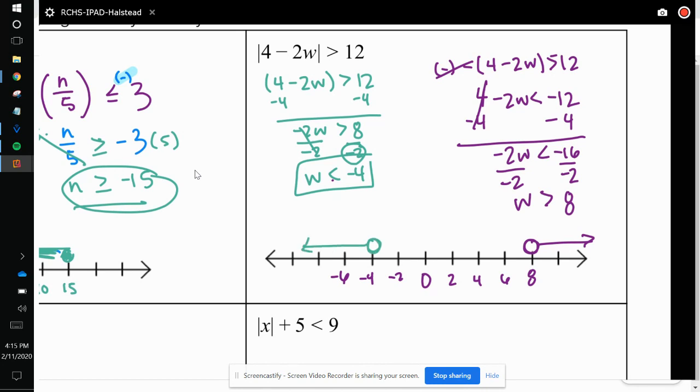Both of these values are split apart, so this is an or statement. We just say W has to be less than -4 or W has to be greater than 8.